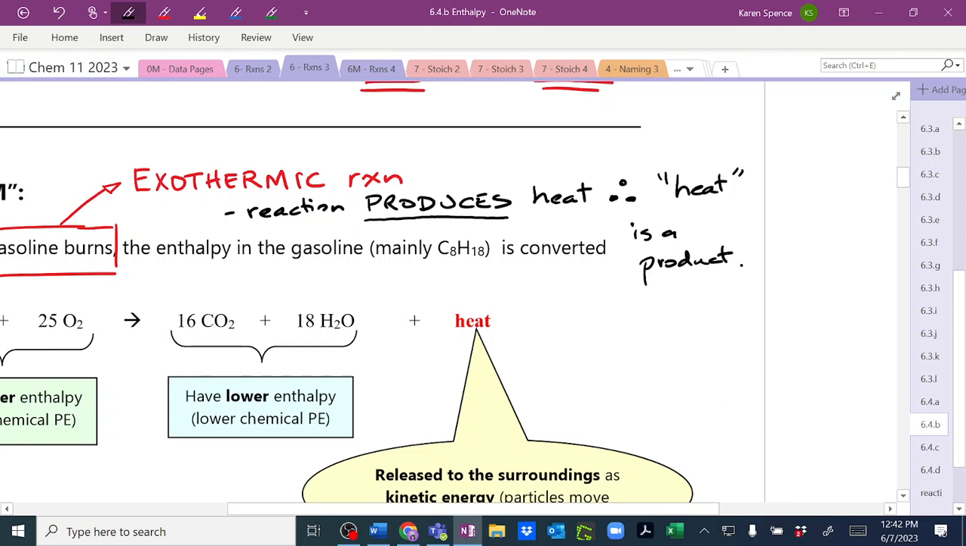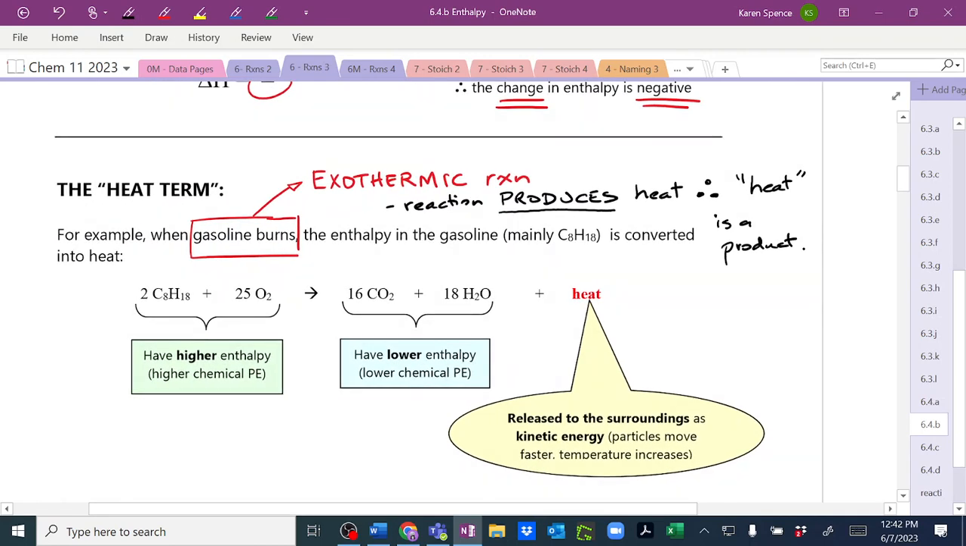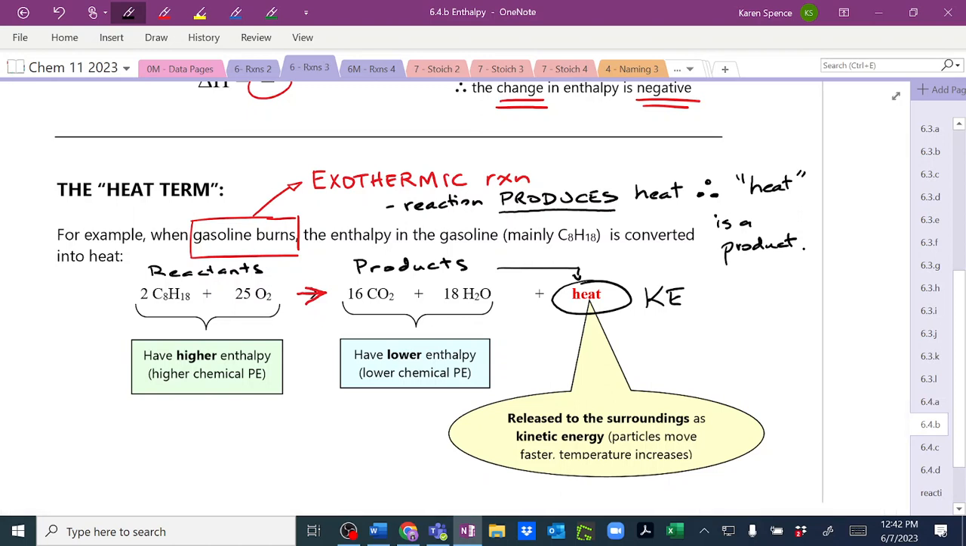So sometimes if we don't know the exact amount of energy, instead of writing a specific number, like 10 kilojoules, we will just write heat. So you can see here is our reaction arrow. Over here, these are our reactants. Over here, these are our products. And on the product side, we have the heat term. Now that heat term is actually kinetic energy that is released from the system and moves out into the surroundings.